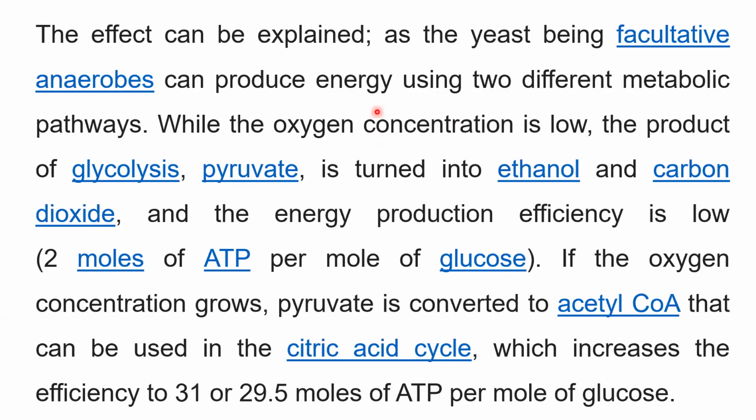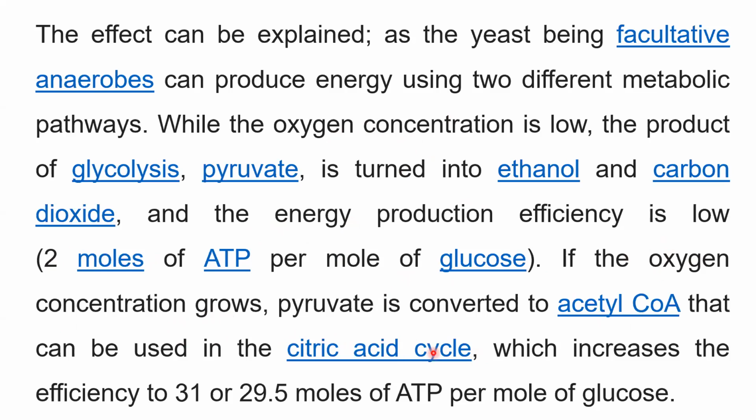But when you have oxygen in higher concentration, then it undergoes the conversion of pyruvate to acetyl CoA. So here in ethanol production, you will get 2 moles of ATP per glucose molecule. But if there is more oxygen, then the pyruvate is converted to acetyl CoA, and that is usually done in the Krebs cycle or citric acid cycle.